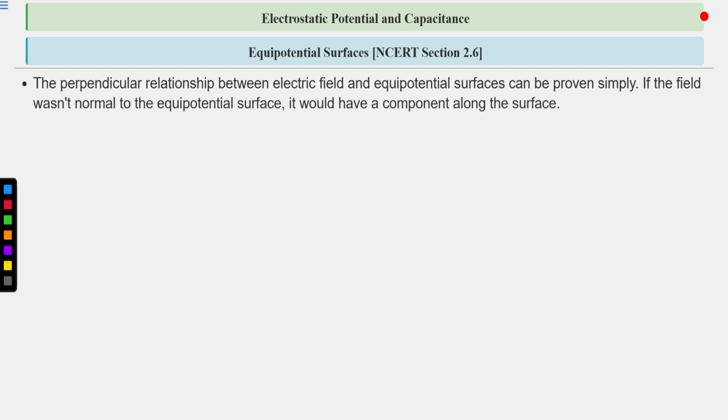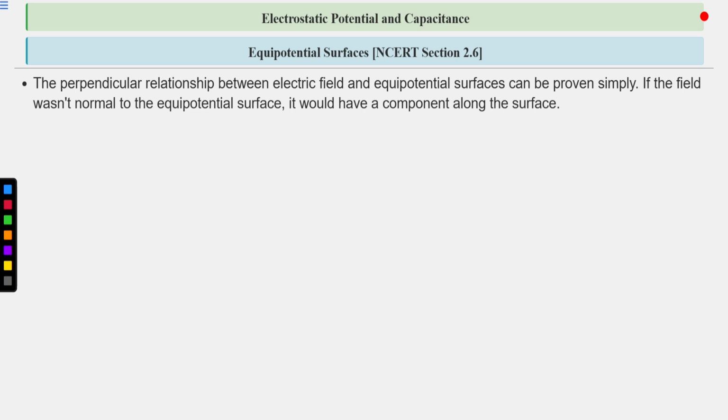The perpendicular relationship between electric field and equipotential surface can be proven simply. If the field wasn't normal to the equipotential surface, it would have a component along the surface. This is the reason, as we studied in the previous slide, why it is always perpendicular to the equipotential surface. If the electric field is oblique to the equipotential surface, it will have two components. One is perpendicular to the equipotential surface. The second is parallel to the equipotential surface.